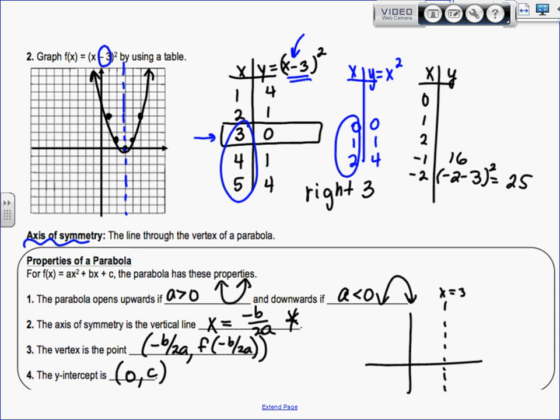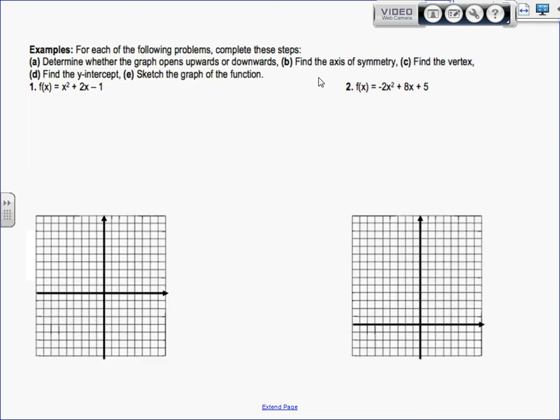Okay, so we're going to do a lot of examples, and your homework has like 6 examples that are like this. It says for each of the following problems, complete these steps. So first, we determine whether it opens upwards or downwards. We find the axis of symmetry, the vertex, the y-intercept, and then we sketch a graph.